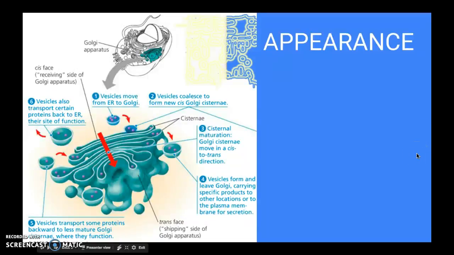The appearance of the Golgi is that it consists of flattened membranous sacs called cisternae, and you can see them right here, right on the outside of the Golgi. The Golgi has a cis side that is furthest from the ER over here, and a trans side that is closest to the ER, which is over here. The proteins come in vesicles to the cis side, and then they go through the Golgi and exit on the trans side.